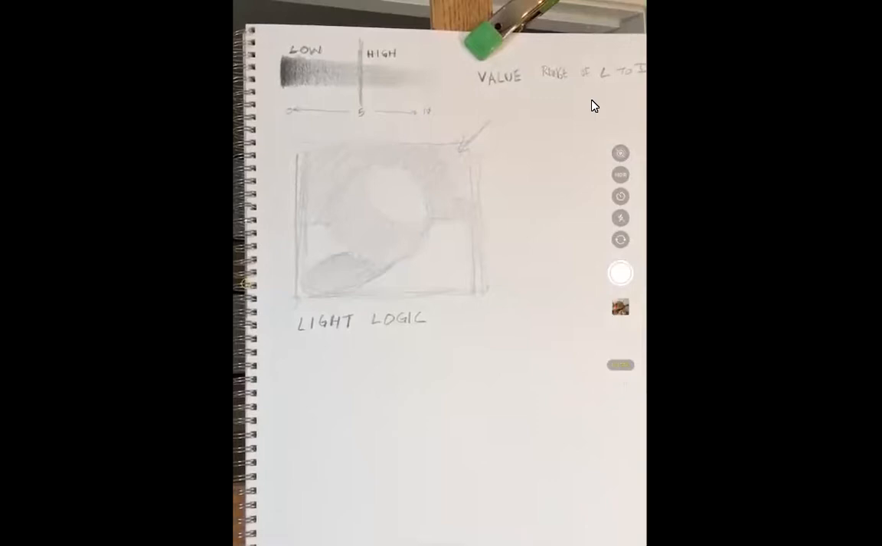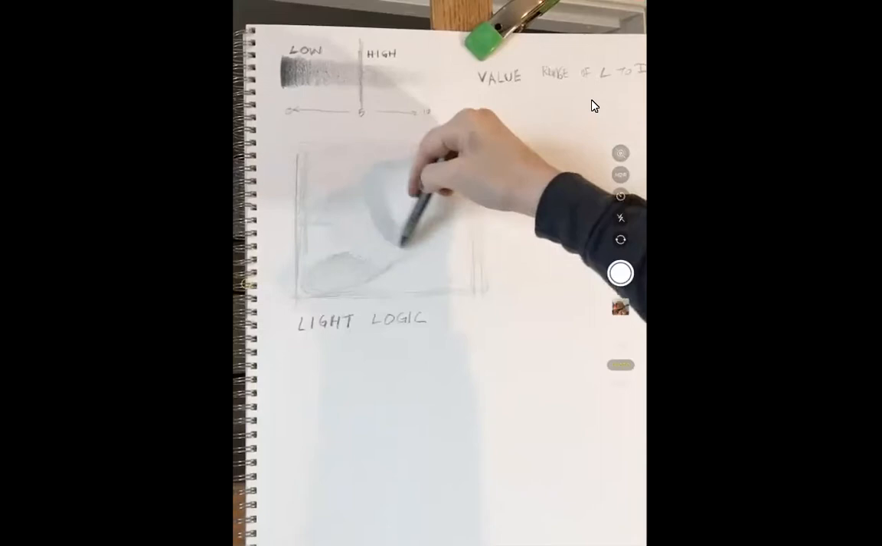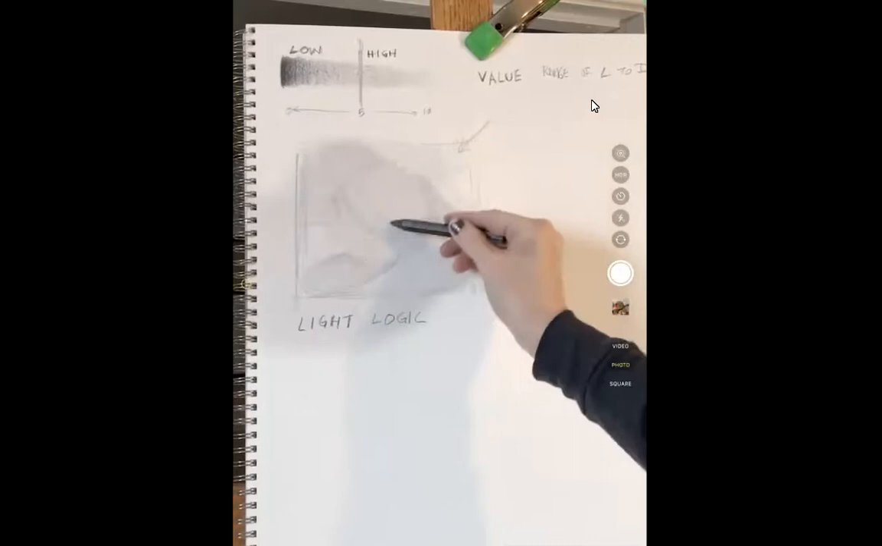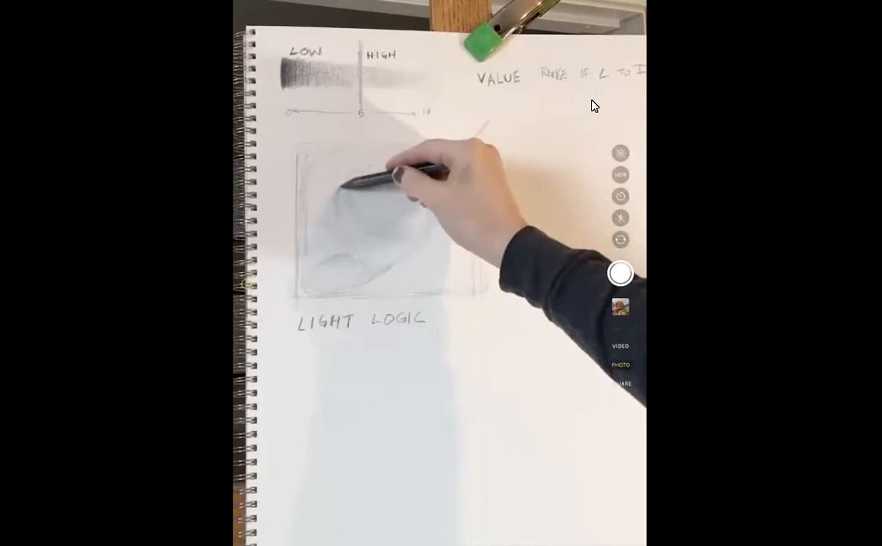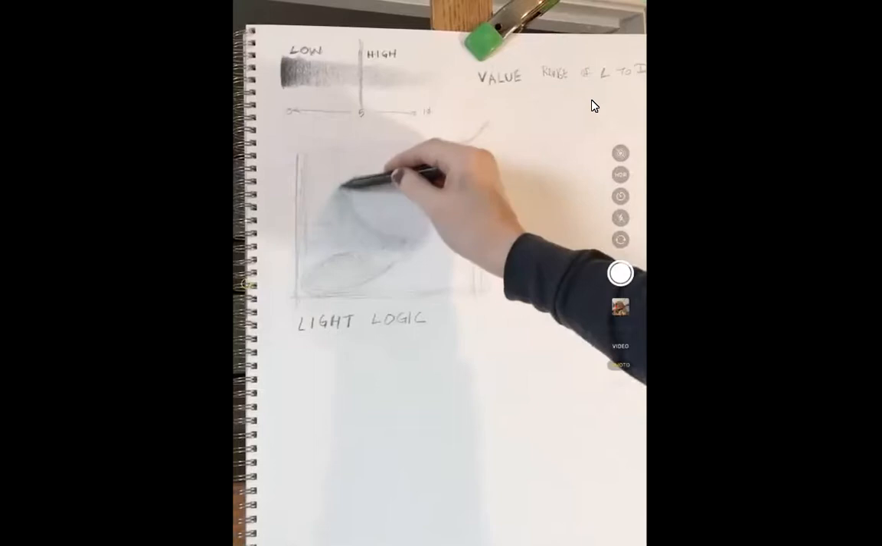So the way that this is going to fall basically is going to create a darker area inside. So we put in this tone here, and inside that tone, we're gonna put in the darker darks right here. So that's gonna be what we call the core of the shadow. So go ahead and put that in.